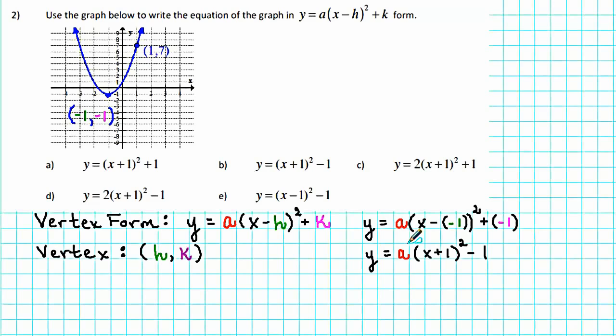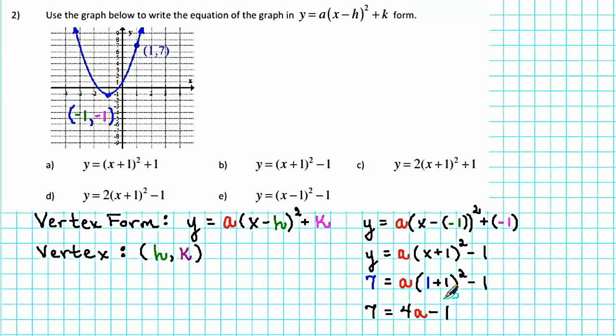To find the value of a, use the point 1, 7. The point 1, 7 tells us that when the x-coordinate is 1, the y-coordinate must be 7. So substitute 1 for x and 7 for y in the equation and then solve for a. First, we get 7 is equal to a times the square of 1 plus 1 minus 1. The square of 1 plus 1 is the square of 2, which is 4. So we get 7 is equal to 4a minus 1.